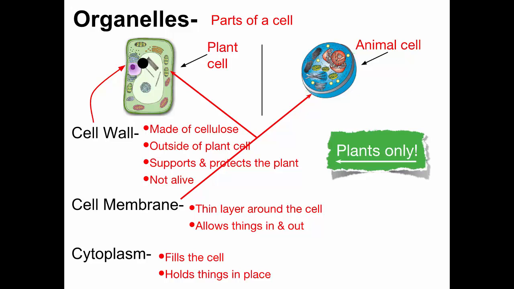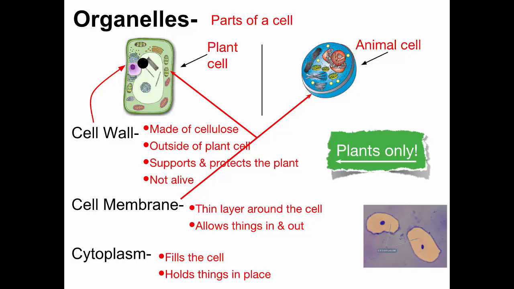So the cytoplasm basically fills up the cell. It's kind of like, have you ever had that Jello stuff with chunks of fruit stuck in it in different spots? It's kind of like that, where the Jello part is the cytoplasm and all the chunks stuck throughout there are kind of like the organelles.